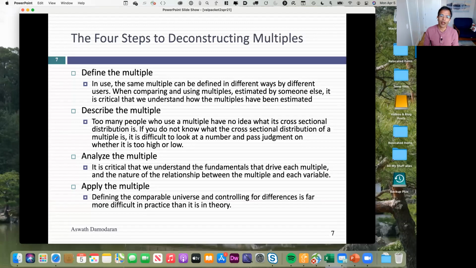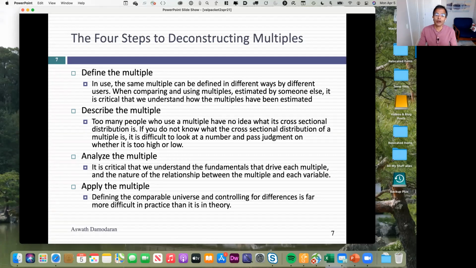Then I'm going to describe the multiple. That sounds, again, very deep, but I'm going to play Moneyball with the multiple. I'm just going to let the data tell me what's high, what's low, what's average. So basically, I'm going to look at the data on the multiple. Third step, I'm going to analyze the multiple. Again, I'm going to go back and use a discounted cash flow model to eke out from the multiple the variables that I think you should be asking questions about.